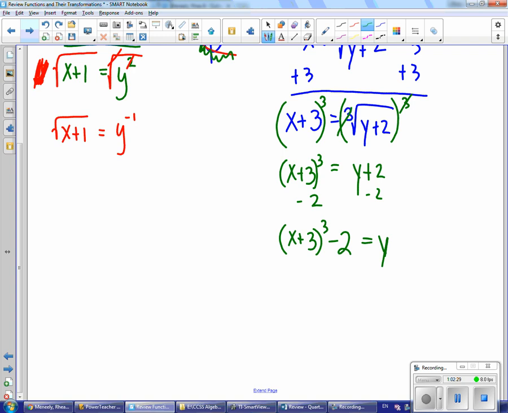But again, I don't want to call it the same y that I started with. I'm going to want to call it y inverse. And actually, since my function was originally called f of x, I'm going to want to call this f inverse of x.